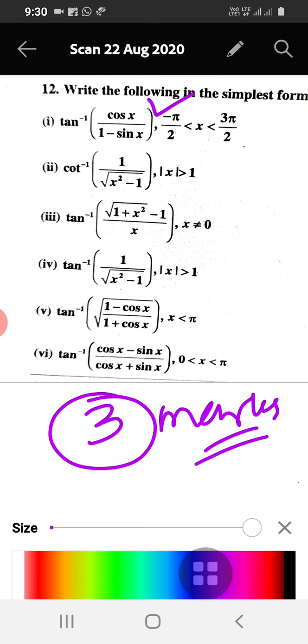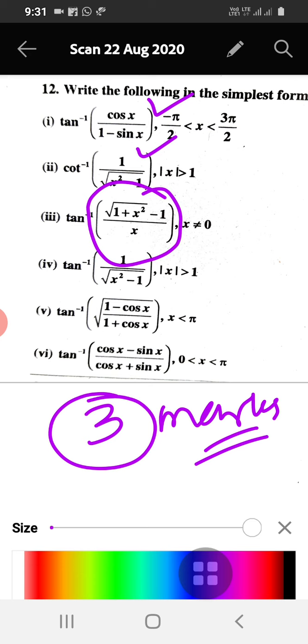Write the following in the simplest form: tan inverse of cos x divided by 1 minus sin x, cot inverse of 1 by square root of x square minus 1, then tan inverse of square root of 1 plus x square minus 1 by x. There are 2 points to remember here: we use the substitution method, and we use some basic trigonometric properties to write them in simplest form.